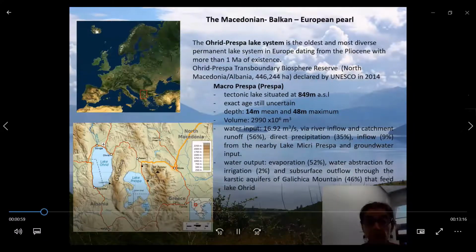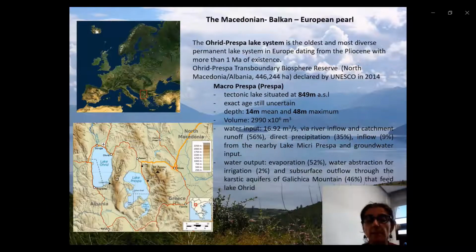And for you to be able to grasp the importance of this area, Lake Prespa was declared a Ramsar site in 1995. Lake Ohrid was declared a Ramsar site a couple of months ago. And Lake Ohrid has been a UNESCO World Heritage Site since the 70s. We also have several national parks spanning this area in the 3 countries. So this is a transboundary area, as I said.